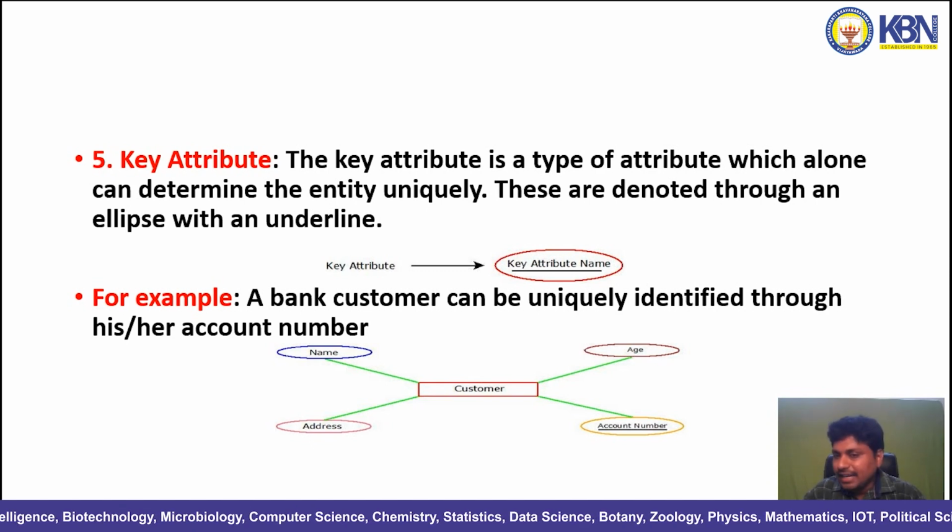For example, we take another example. The bank customer can be uniquely identified through his account. Suppose we go to our bank account. The customer has different types of attributes: the name of the customer, account number, address, age, mobile number, and these are the different types of attributes. How can we call it unique? It will be uniquely identified. So among these attributes, we call it the key attribute. Account number is one of the key attributes. It is denoted by the underline symbol.